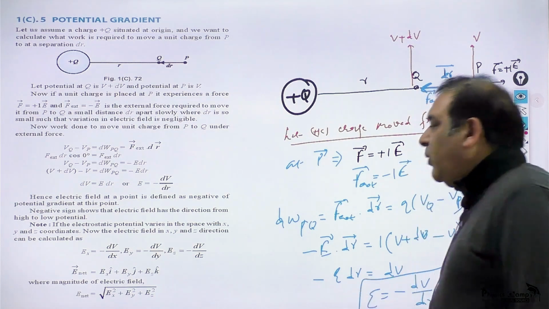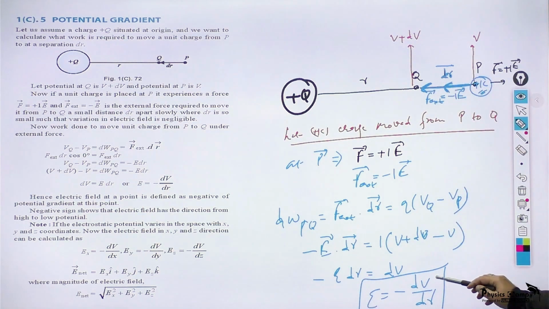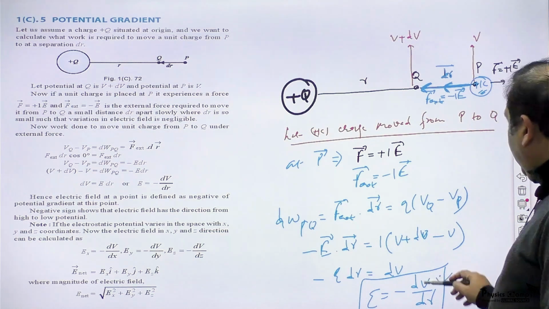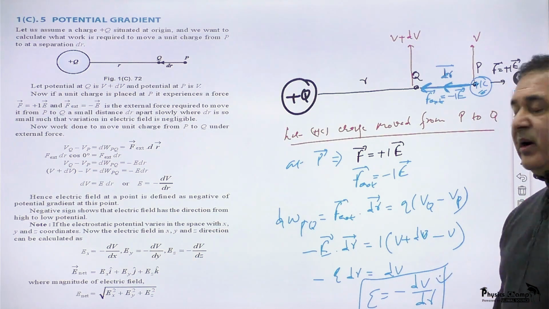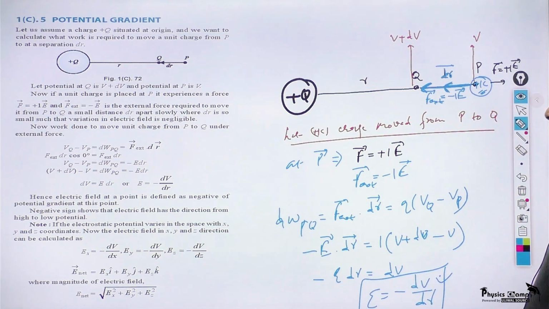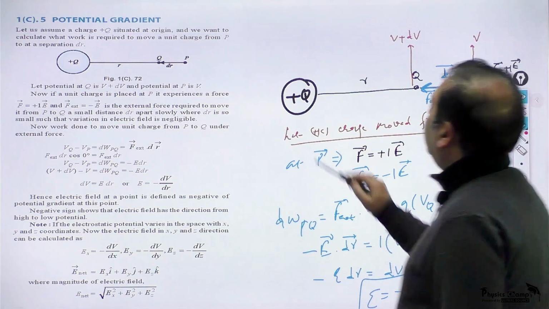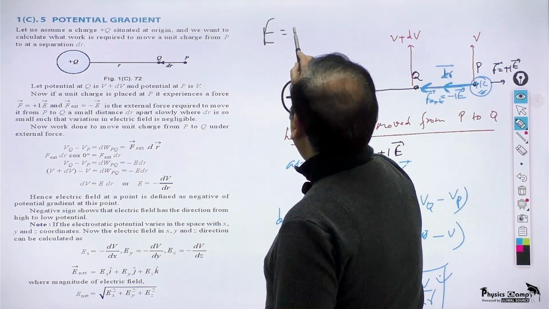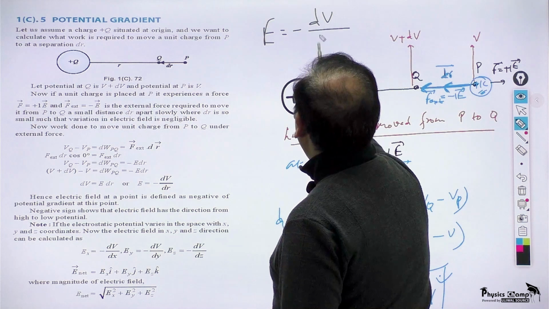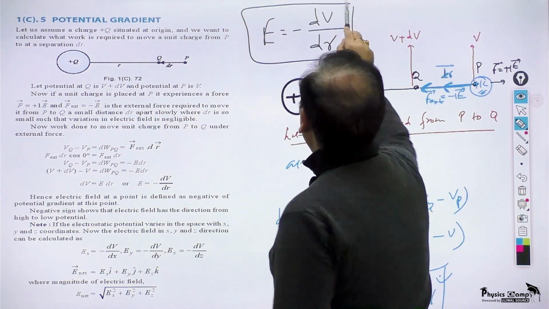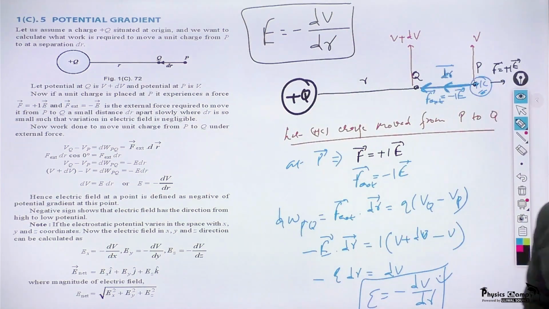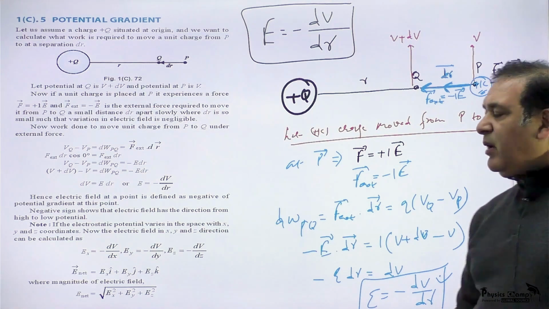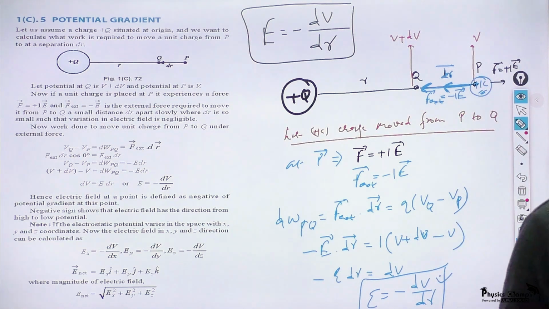Now here dV is the fall in potential, and dr is the separation. So fall of potential or change of potential per unit length is what? Electric field. So this is that important relation which we were looking for. Electric field is equal to negative of potential gradient. So a very important expression we have learned here. Electric field is negative of potential gradient.